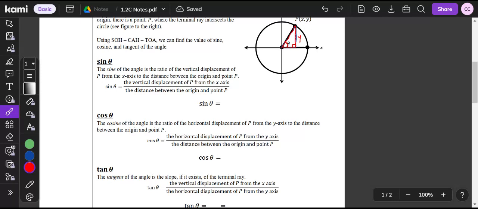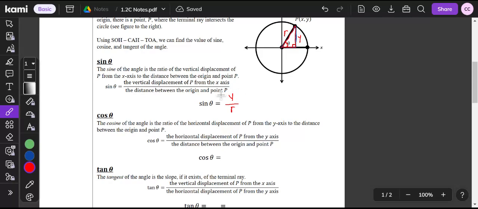All right? And then I can say that we're going to divide that by the distance between the origin and point P. That would be this slanted side here. That is the hypotenuse. Well, on a circle, the hypotenuse is just the radius of a circle. So I can go ahead and label that R. In which case, sine is going to become y divided by R.